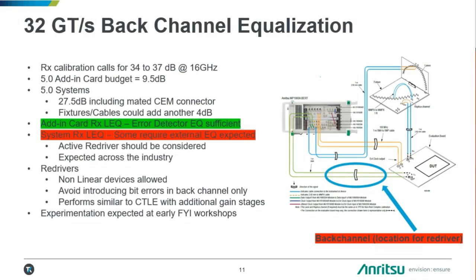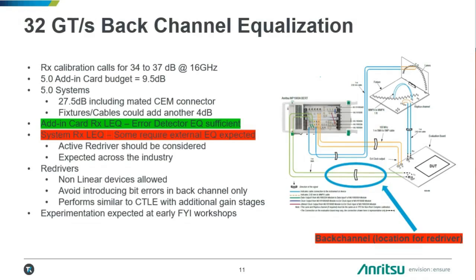So receiver calibration calls for a 34 to 37 dB channel at 16 gigahertz. The add-in card budget for Gen 5 is 9.5 dB. So 5.0 systems could potentially have 27.5 dB of loss, including the mated CEM connector. Fixturing and cabling could add another 4 dB. So we're looking at close to 30 dB back channel for worst case.